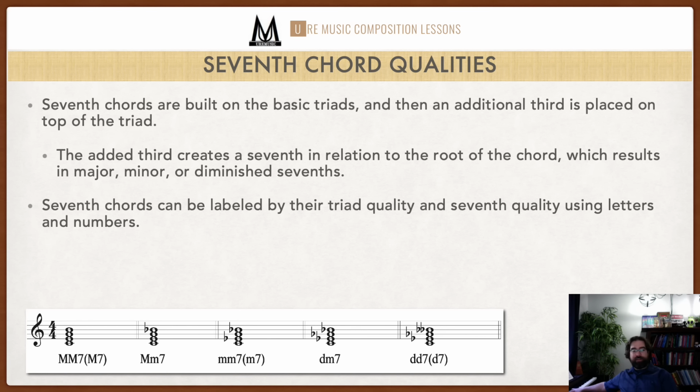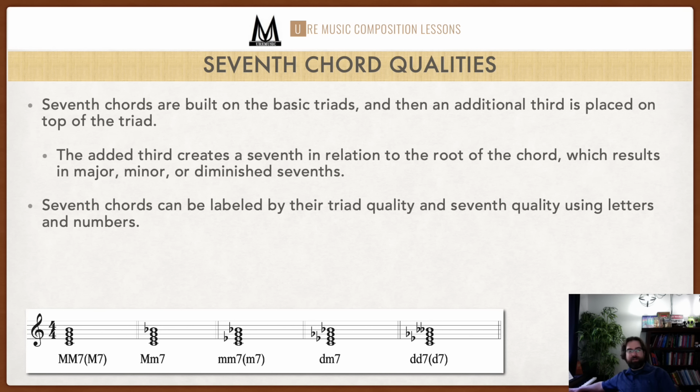The next one is a minor minor 7, so that means you have a minor triad, and then you have a minor 7th. Same as a major minor 7, but you'll notice the triad is minor. The diminished minor 7, you have a diminished triad, and then you have the minor 7th. So again, the 7th is staying the same as the minor 7th and the dominant 7th, but the triad has been turned into a diminished triad, which gives us a diminished sound.